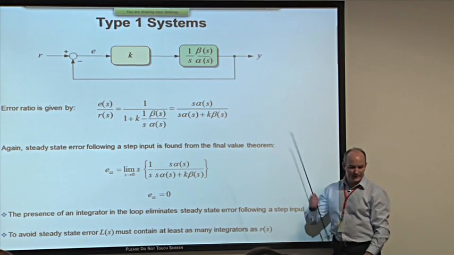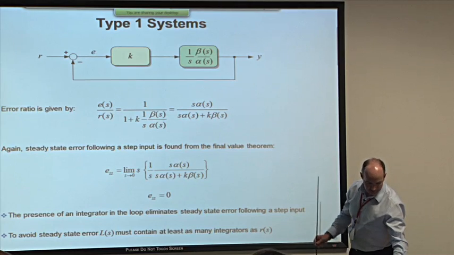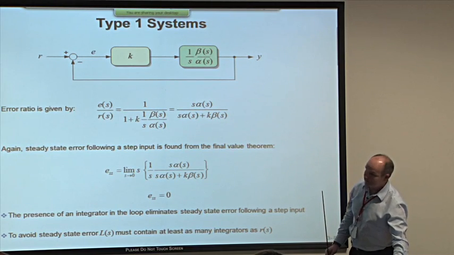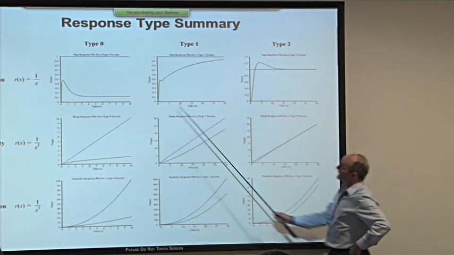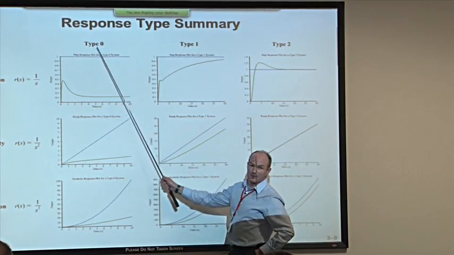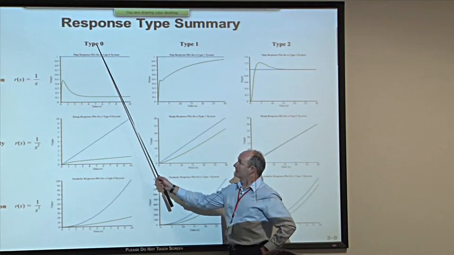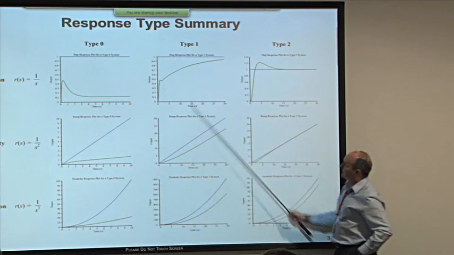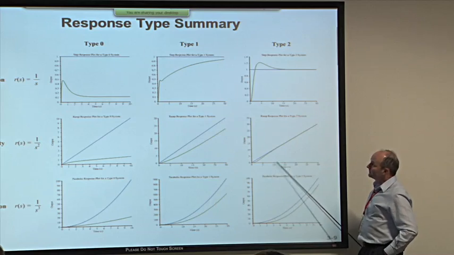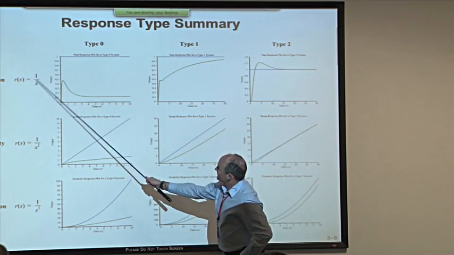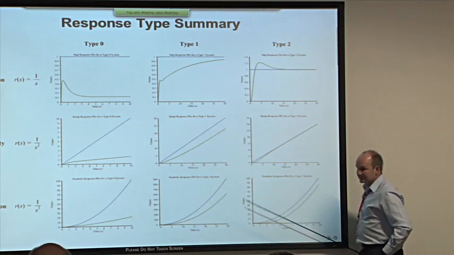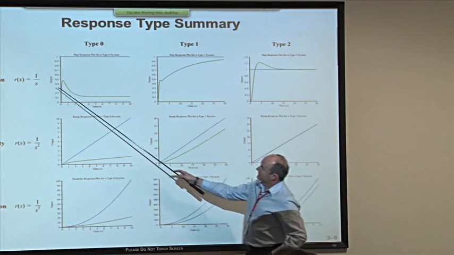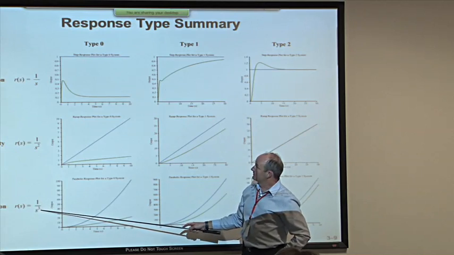We've got those two data points. Now we can keep doing this for different type numbers and different types of inputs and build up graphs like this. This is a family of graphs where the vertical ones are type numbers: type 0, no integrators in the loop, that's these three; one integrator in the loop; two integrators in the loop. And then here's the step response, the ramp response, and the parabolic response. Right? So the inputs are 1 over S, 1 over S squared, 1 over S cubed.